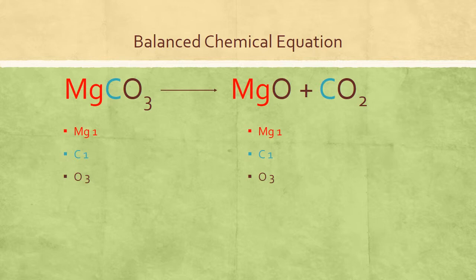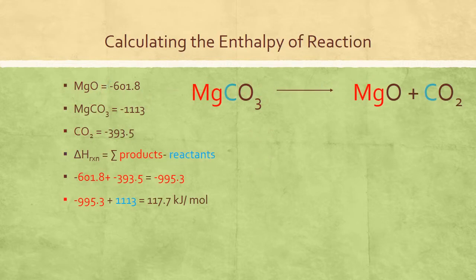On the product side we have again one atom of magnesium, one atom of carbon, and for oxygen we have 2 atoms plus the magnesium oxide, which has 1 atom of oxygen, therefore being 3. And you can see that this chemical equation is already balanced. So we did not have to alter anything by adding coefficients. It was simply balanced. So to calculate the enthalpy of a reaction, you have to use tables of enthalpies.